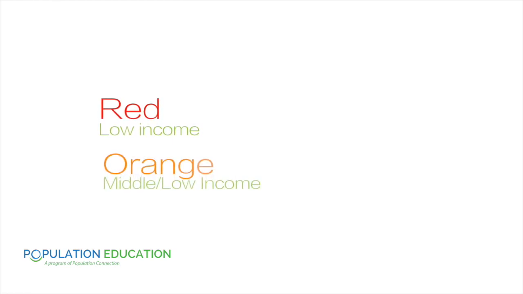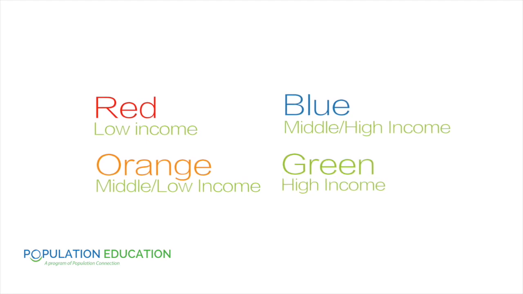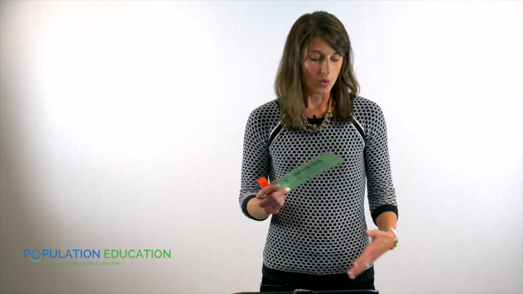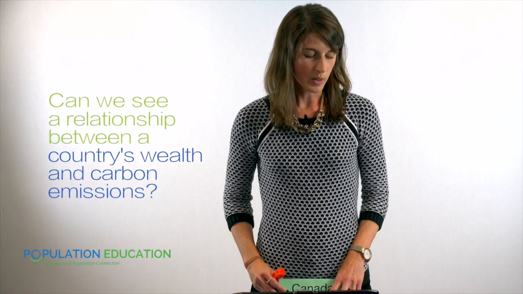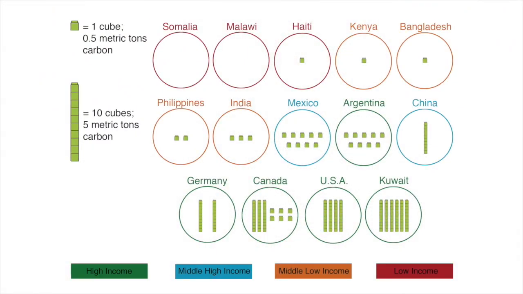So all of the red countries represent low income countries, orange, middle low income, blue, middle high income, and green are the high income countries as defined by the World Bank. So can we see a relationship between wealth or income level and carbon emissions on a per capita basis? Well, yes, we can. We see that wealthier countries on a per capita basis emit much more carbon than our low or middle low income countries.